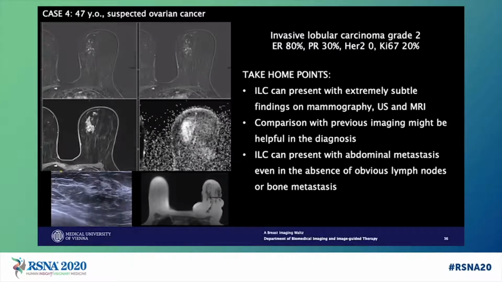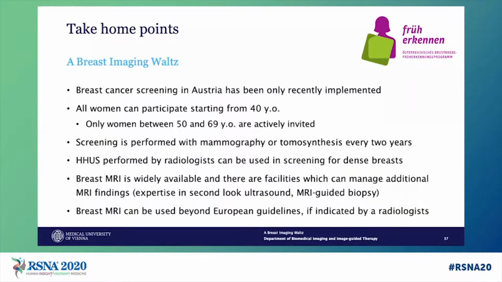Take-home point: invasive lobular carcinoma can be extremely difficult to identify and to diagnose. A comparison with previous images is very important, not only with the last year's, but also with older mammographies and previous years to detect slow developing asymmetries. And very important, invasive lobular carcinoma can metastasize in the abdomen, can give atypical abdominal metastasis even without obvious lymph node or bone metastasis. So that was it.